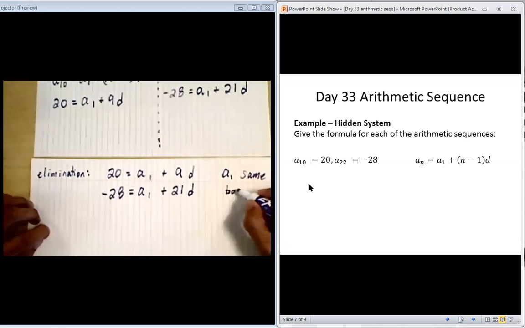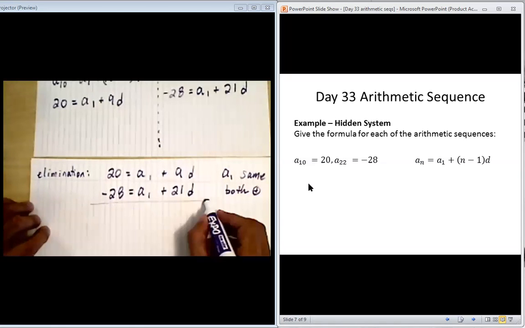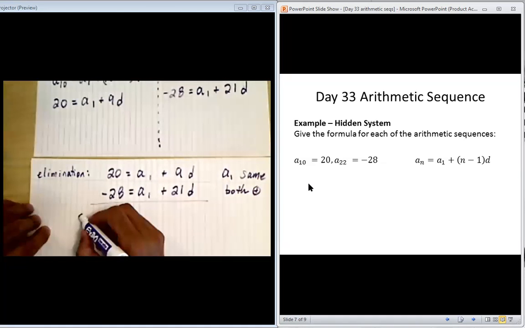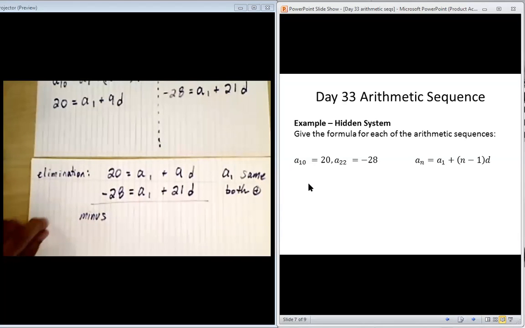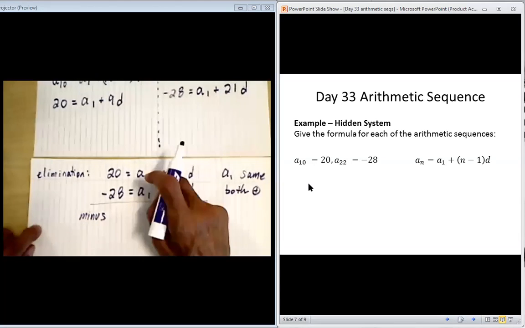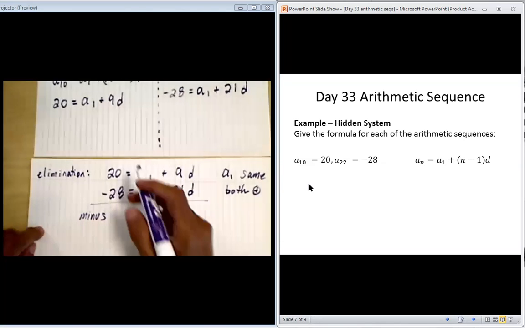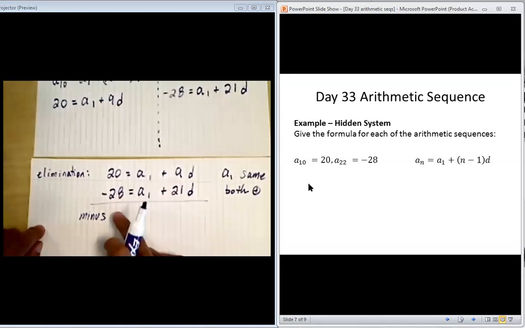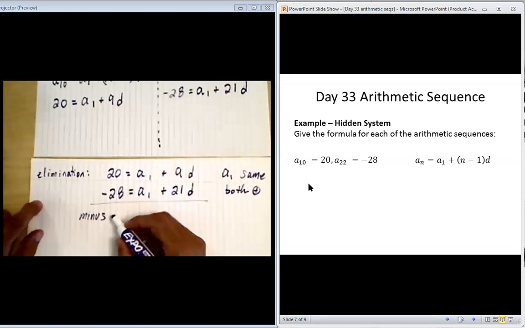So that means to eliminate these, we're going to subtract from one another. Okay, we're going to minus the second one from the first one. Okay, so what do we get? Well, we go 20 minus 28. Here we get 20 minus 28. So what does this give?